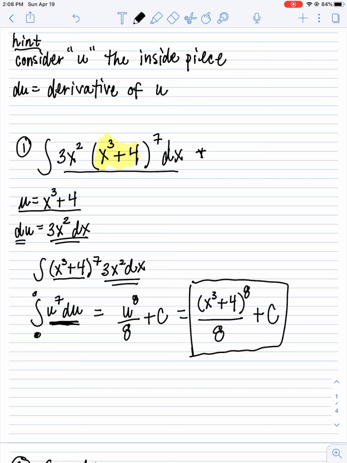Okay? If you noticed, everything turned out real pretty. U fit perfectly into the problem. Our du fit perfectly into the problem. As long as you picked the correct u, the problem was pretty simple.